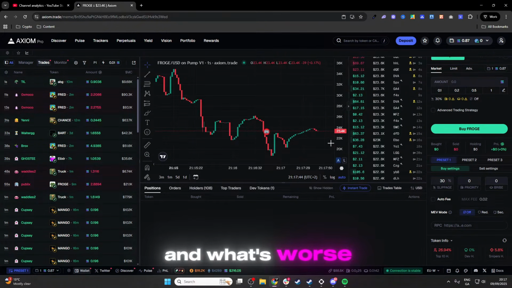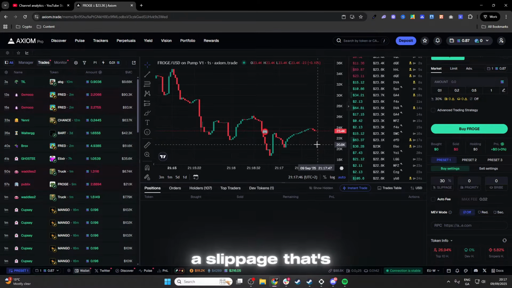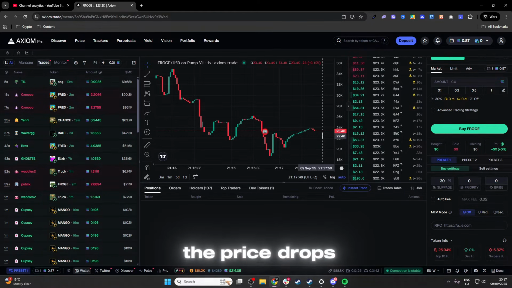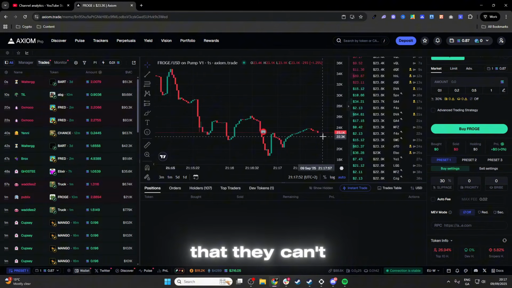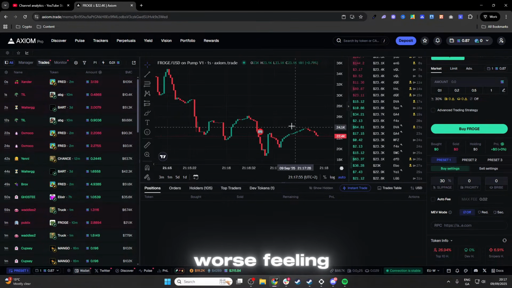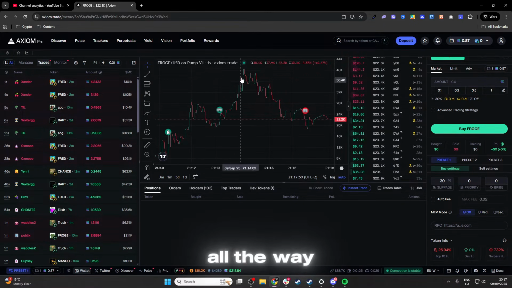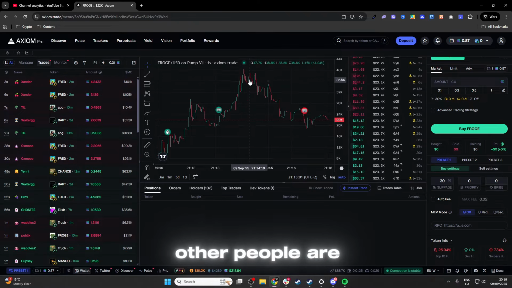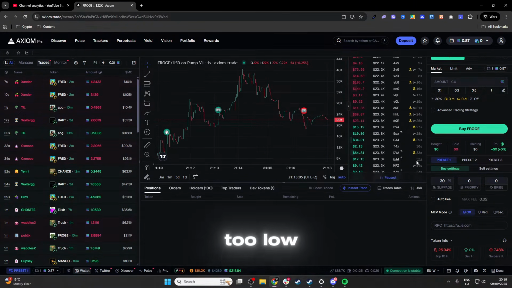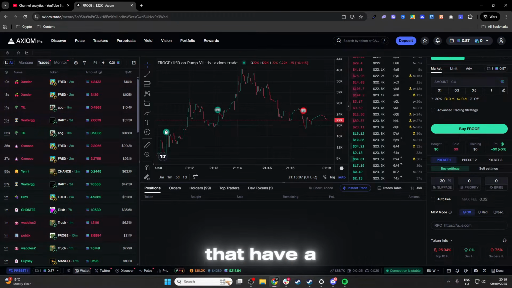And what's worse is when you're selling, if you have a slippage that's super low and the price is dropping because people are selling, a huge issue people have is that they can't exit a trade. And there's no worse feeling. It's happened to me multiple times where you'll see a trade go all the way up. You start trying to sell and other people are selling on top of you and you just simply can't exit because your slippage is too low. So make sure you have presets that have a slippage that's high.